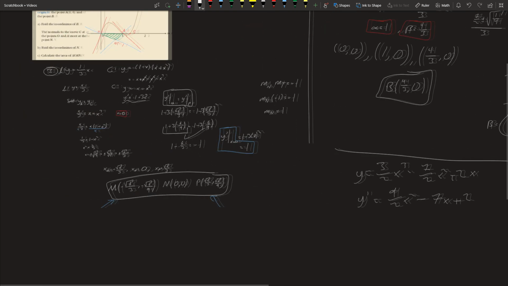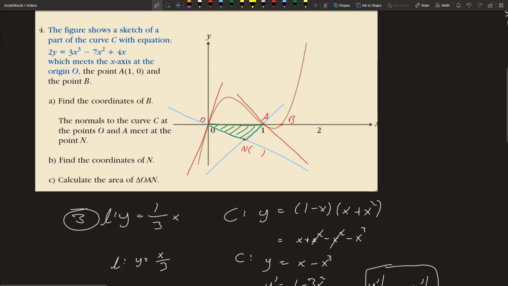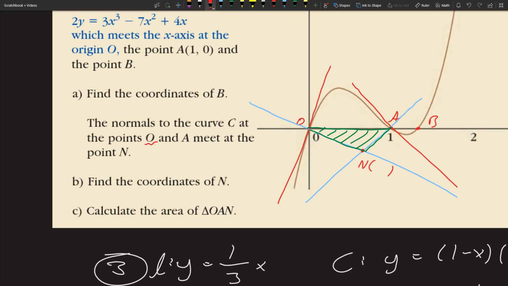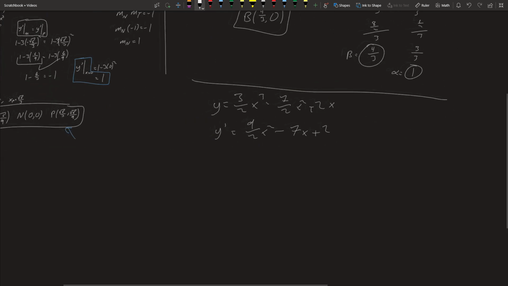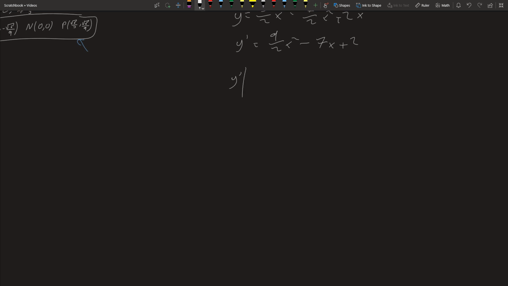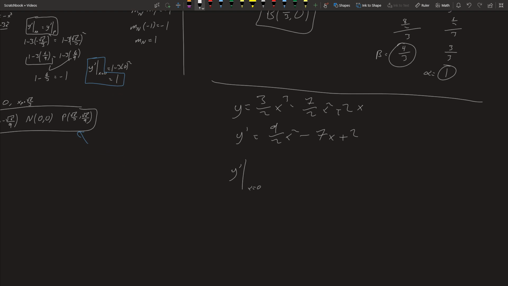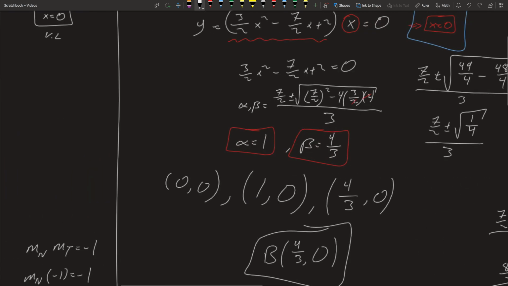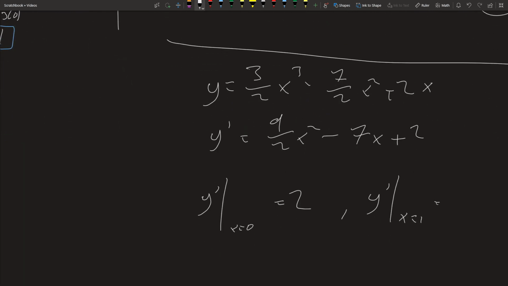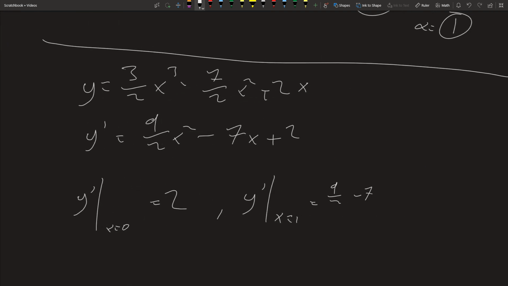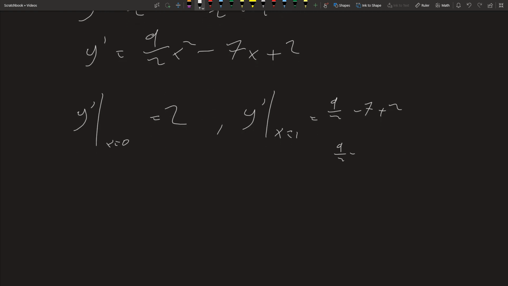Now, this is your derivative, but we need to evaluate it at some points, right? They said that we want to focus on points O and A. So let's evaluate the derivative y prime. What's the x coordinate of O? It is 0, right? So setting x equal to 0, we find that it's 2. And the same thing for point A. What's point A? It's (1, 0), so the x coordinate is 1. Solving this gives 9/2 minus 7 plus 2. 9/2 minus 14/2 is negative 5/2, plus 2, which is 4/2. This is equal to negative half. So we know that y prime at x equal to 1 is equal to negative half.